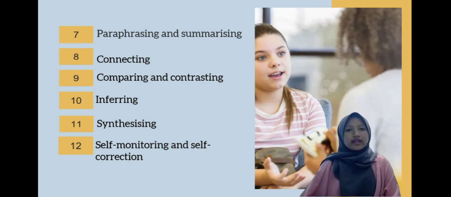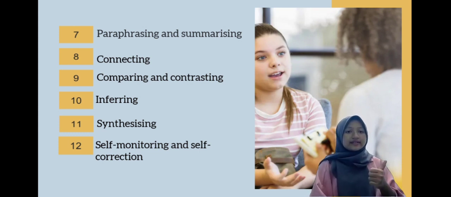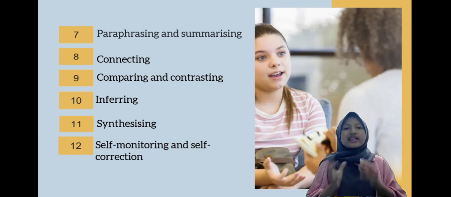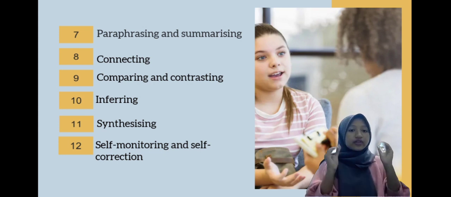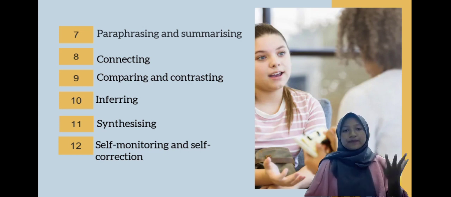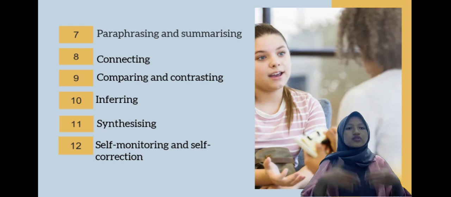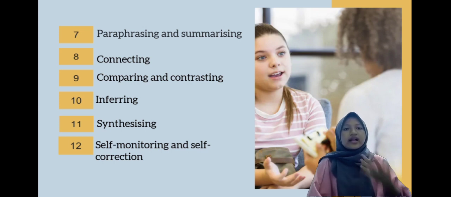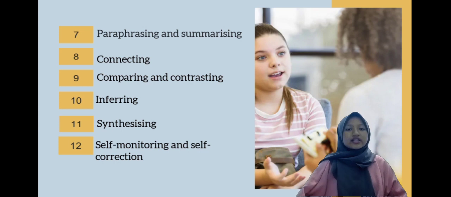Strategy number 11, synthesizing. During the process of synthesis, students may be connecting, comparing, determining importance, posing questions, and creating images. This they do to keep track of their thinking and maintain meaning. This strategy allows students to build their own understanding about the topic of the talk. For example, students retell what they have heard in a speaking and listening activity.